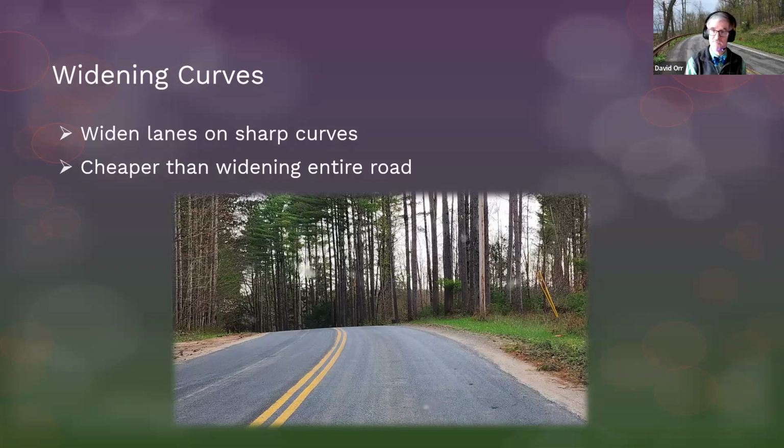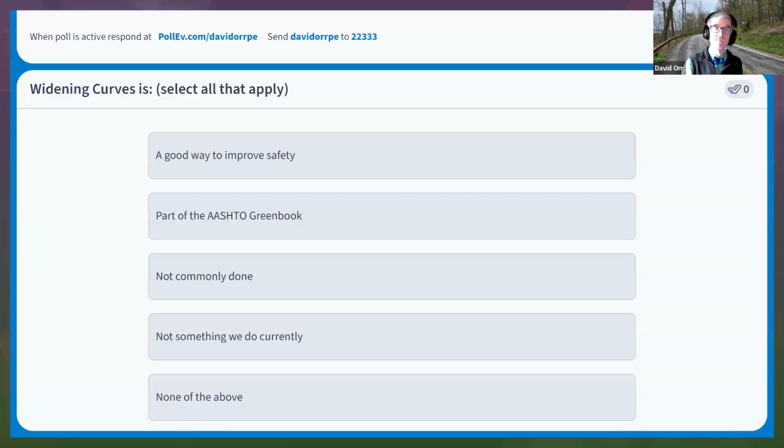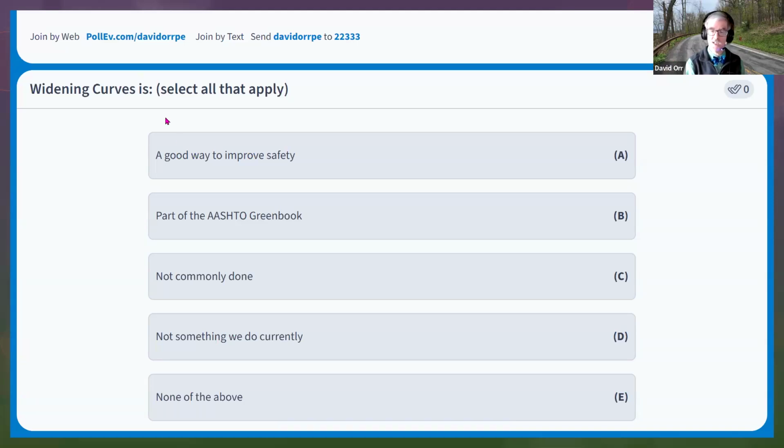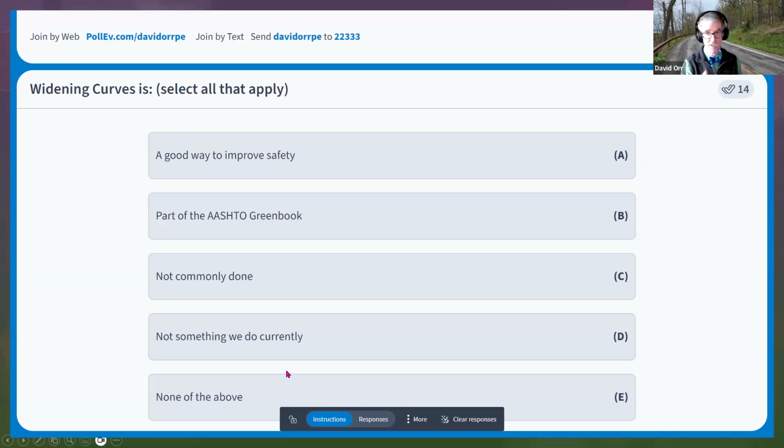But let me ask you this. Widening curves. You can select all of these. Is it a good way to improve safety? It is a part of the AASHTO Green Book. It's not commonly done, not something you do currently, or none of the above. And if you click on none of the above, make sure you put in the Q&A what you are describing. I'll give you about 15 seconds to put in your answers. You can select all that apply, and then we'll see what your results are. So you don't see everybody else's.